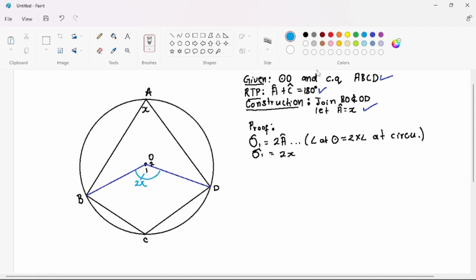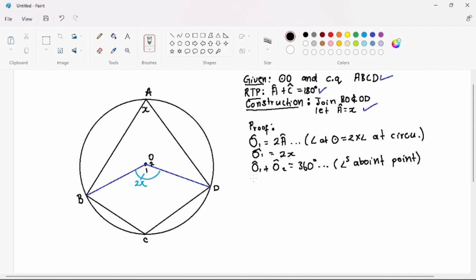And then we are going to find O2. How do we go about finding angle O2? Angle O1 plus angle O2 is going to be 360 degrees. What's our reasoning for this? Angles around a point add up to 360 degrees.